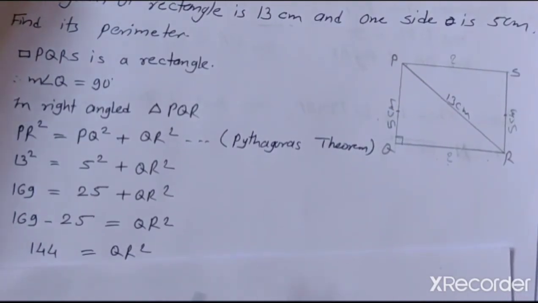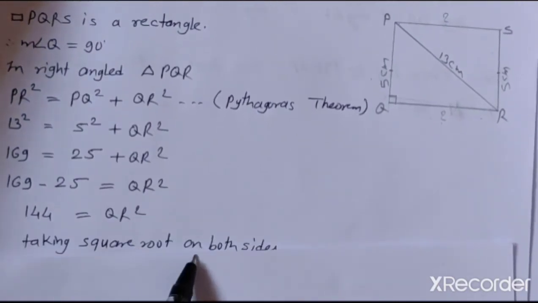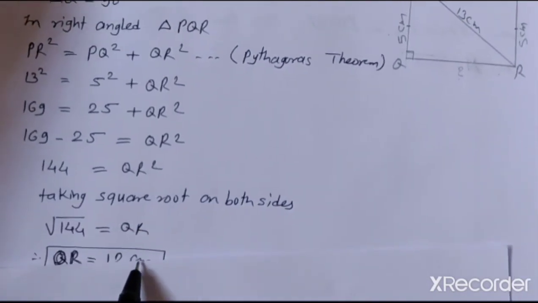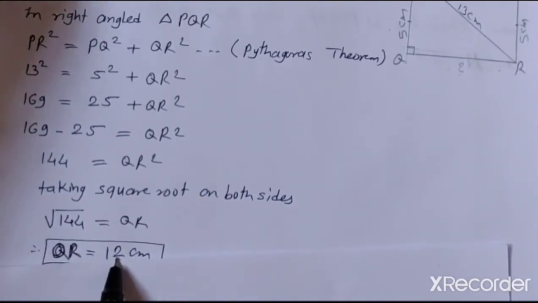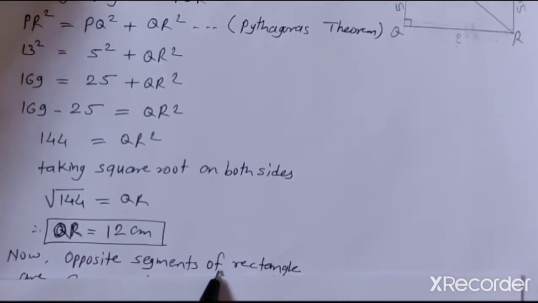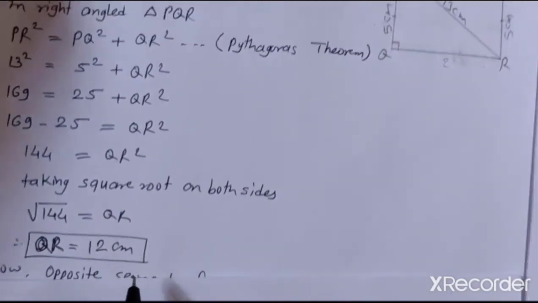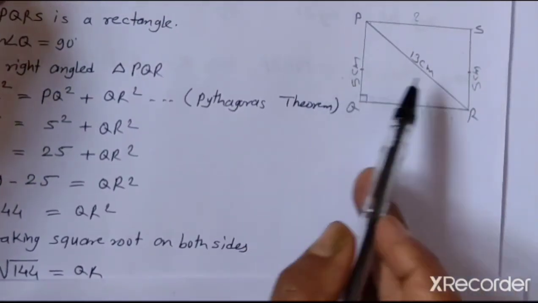Now here we require only the value of QR. So I am removing the square sign by taking the square root on both sides. After taking the square root, we get the value of QR is equal to 12 centimeter. Now we know that the opposite sides of a rectangle are congruent. Therefore, from this figure we can say segment PQ is congruent with SR.